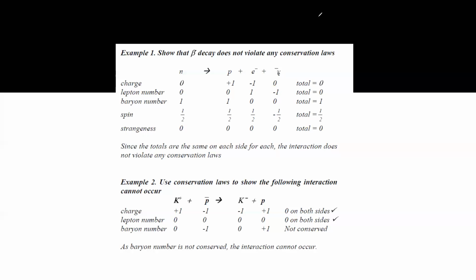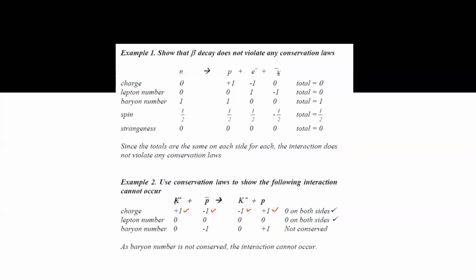Same way, when you check another reaction, so in this reaction, use the conservation law to show this. So there is a kaon positive, interacted with anti-proton, gives kaon negative and proton. First we check the charge. Kaon charge is plus 1, anti-proton is minus 1, K negative minus 1, so charge is conserved.